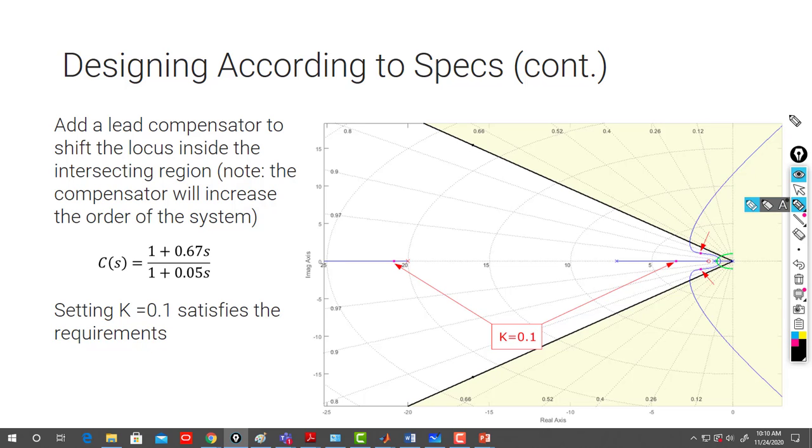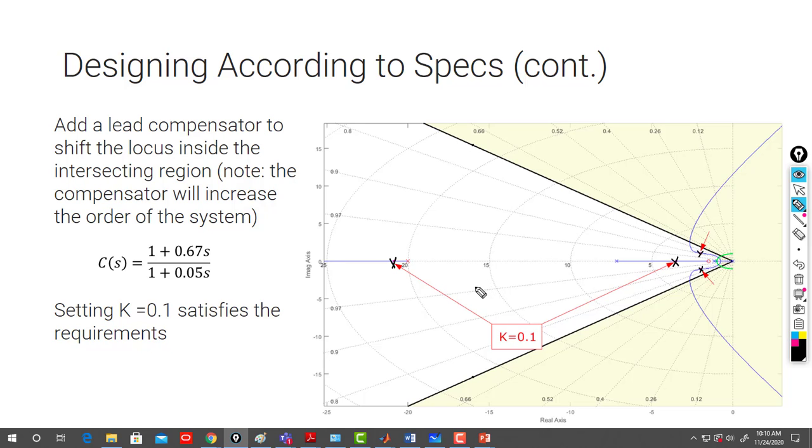showing us when k equals 0.1. So we started at k equals 0 and we keep moving, and at k equals 0.1 I am having a pole at this location, and a pole at this location, and a pole at this location, and a pole at this location. Those are my 4 poles, and the 4 poles are in my required region, so I'm satisfying my requirement.